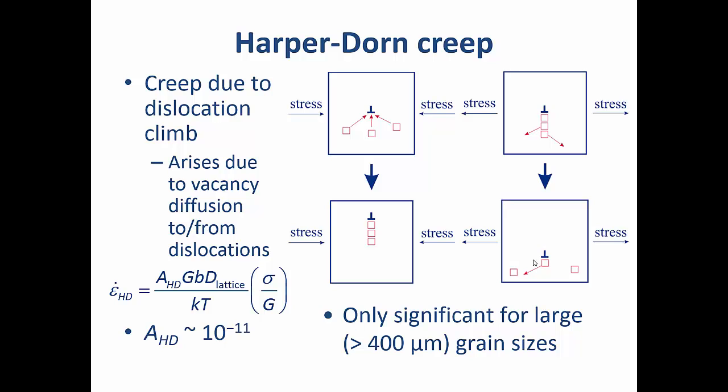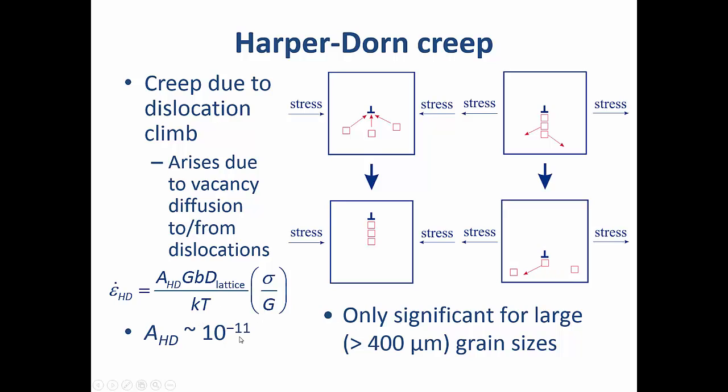In the case of Harper-Dorn creep, we now have dislocation climb, but again this involves vacancy diffusion, this time to or from dislocations. So in this case we're showing for applied compressive stress the vacancy is diffusing towards the end of this edge dislocation, leading to dislocation climb. In this case under the tensile stress the vacancies diffuse away, leading to dislocation climb in the opposite direction.